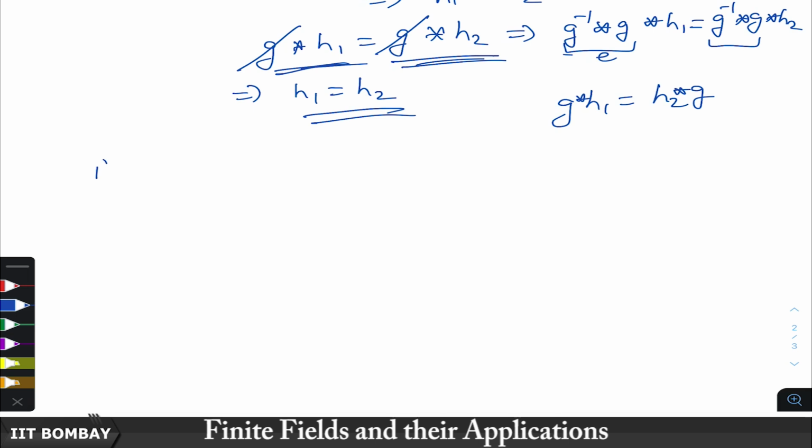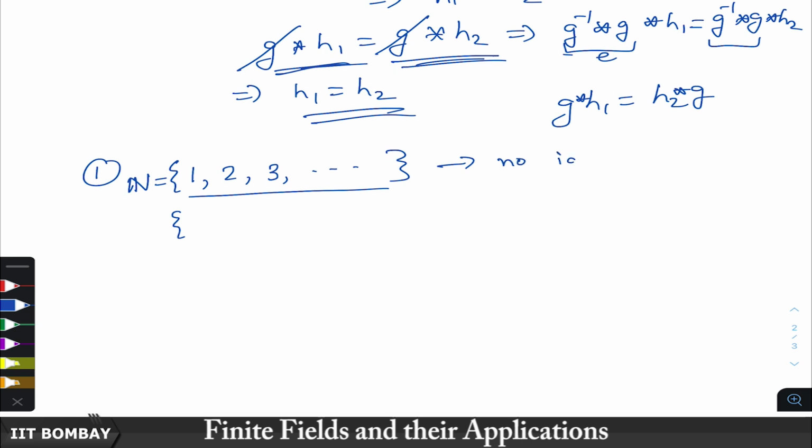Okay, now let us see some examples of groups. First of all, the set of all natural numbers. Is this an example of a group? Counting numbers. So clearly there is no element which you can add, which if you add it does not change the numbers. There is no zero element here. So, here there is no identity element. So, not a group.